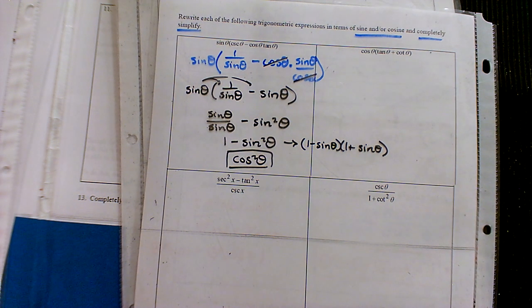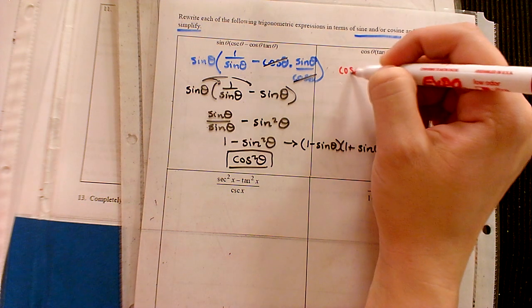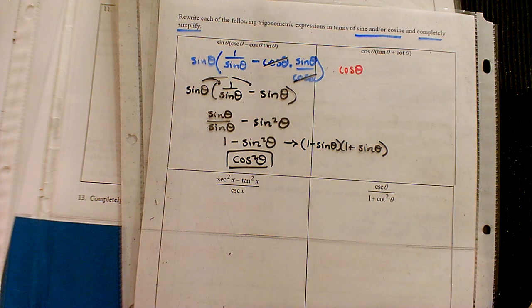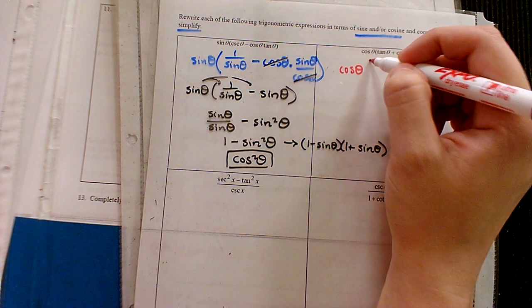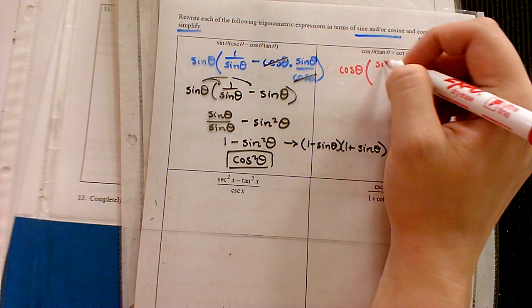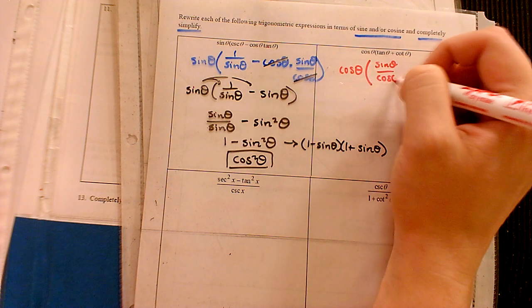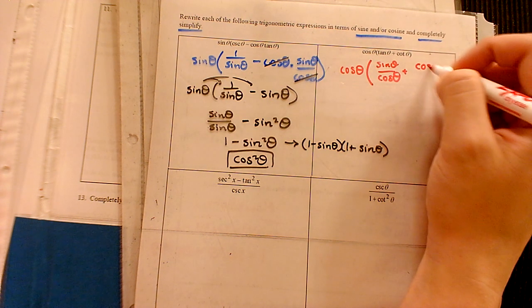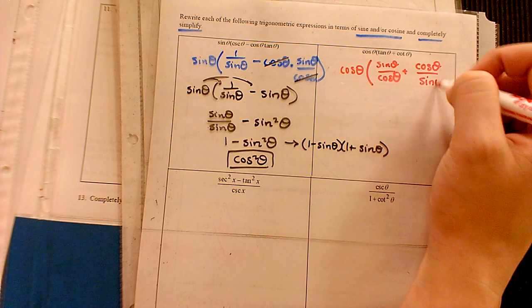Let's get everything in terms of sine or cosine. All right, so the cosine out front can probably stay. Can we rewrite tangent? In terms of sine or cosine? Yeah. There we go. So if we're going to add cotangent, that would be cosine over sine.